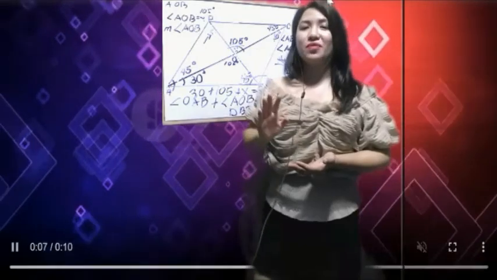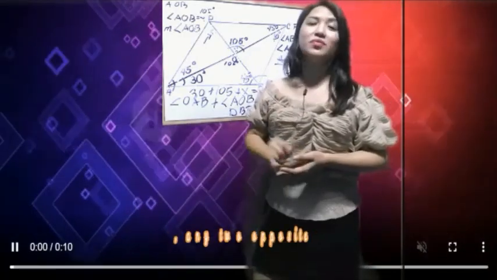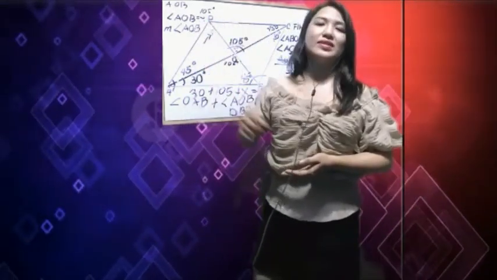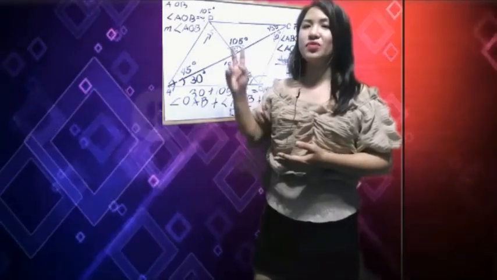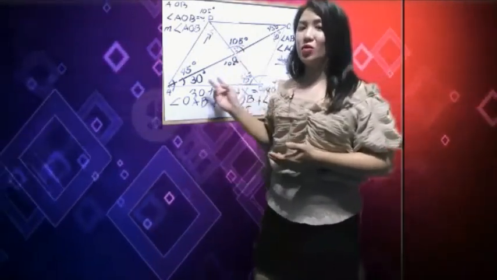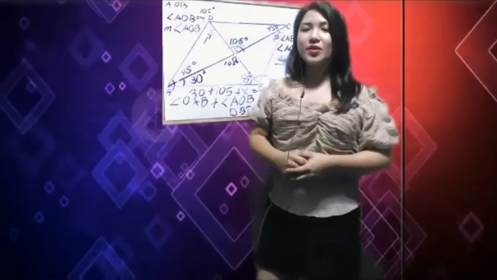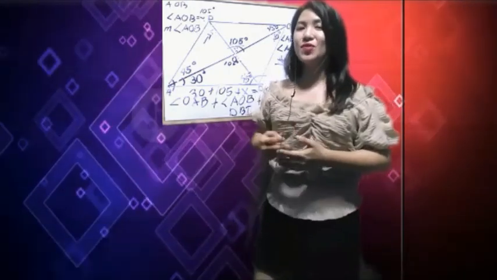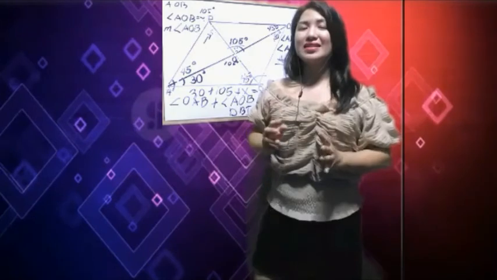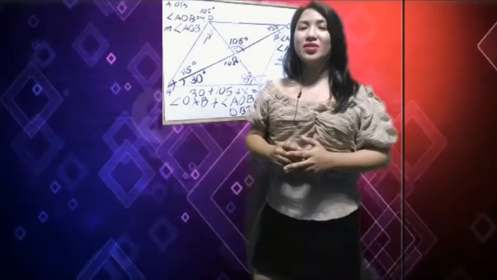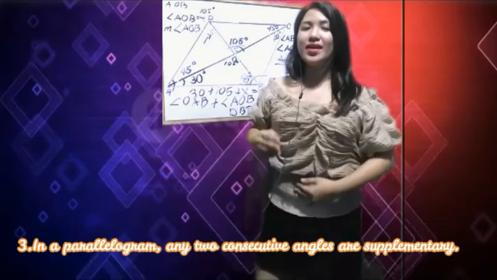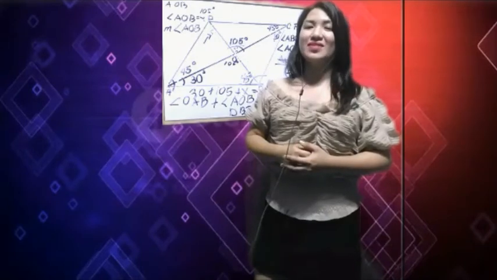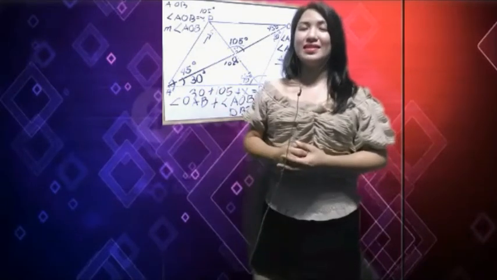And those 5 properties are, namely, the first one, in a parallelogram, any two opposite sides are congruent. Right? So that means the measure of the two opposite sides are always the same length. Number 2, in a parallelogram, any two opposite angles are congruent. That means the measures of those two opposite angles are exactly the same measure. Number 3, in a parallelogram, any two consecutive angles are supplementary. So we have discussed that one, that adds up to 180 degree measures.